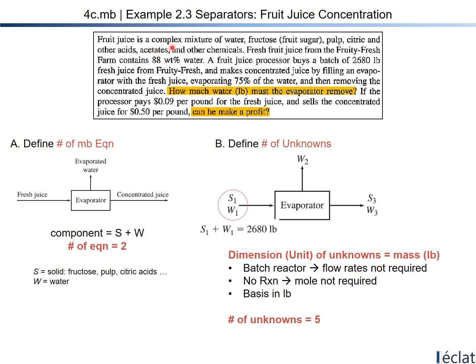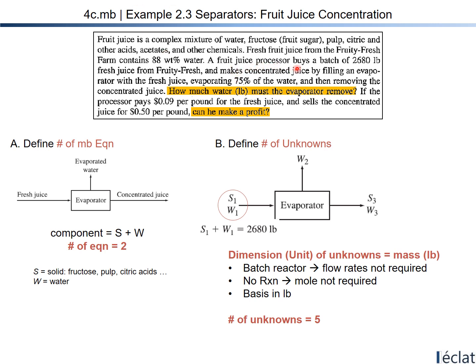Fruit juice is a complex mixture of water plus fructose, pulp, citric acid, and other acids, acetate, and other chemicals. It is very complicated and we cannot define the exact compositions. Fresh fruit juice from the fresh farm contains 88% water. So water composition is 88%, and the other materials included in the fresh fruit juice are 12%. So we could split one fresh fruit juice into 88% water plus 12% other material.